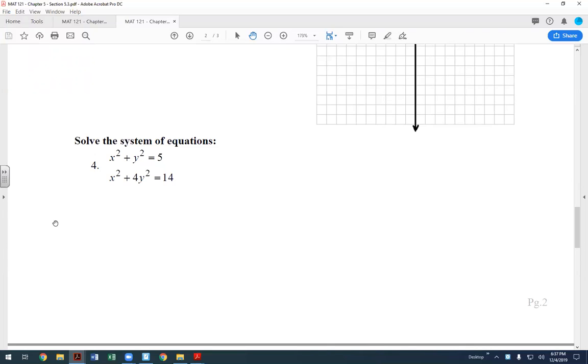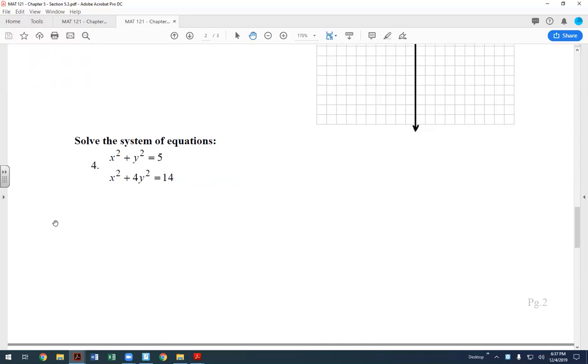It's a circle, people. x squared plus y squared equals r squared, right? Okay, the second one you may not be familiar with, and that's mainly because of that 4 on the y squared. That's actually an ellipse.